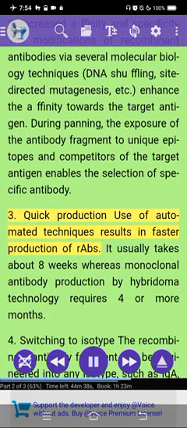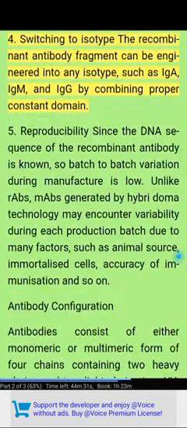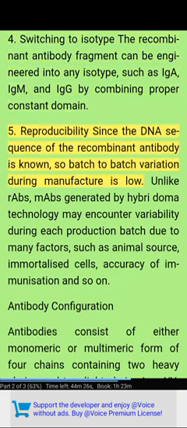3. Quick production: use of automated techniques results in faster production of RABs. It usually takes about 8 weeks, whereas monoclonal antibody production by hybridoma technology requires 4 or more months. 4. Switching of isotype: the recombinant antibody fragment can be engineered into any isotype, such as IgG, IgM, and so on, by combining the proper constant domain.